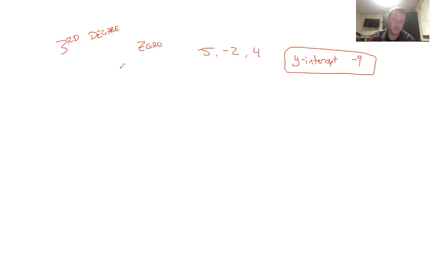You should have factors of x plus 5, because p of x is equal to, let's say, p of x, and we got to solve for p of x. If I plug negative 5 in, I get 0. Okay, the next one would be x plus 2, and the last one would be x minus 4. Okay, so this would give me 0, but now I have to have a y-intercept of negative 9.